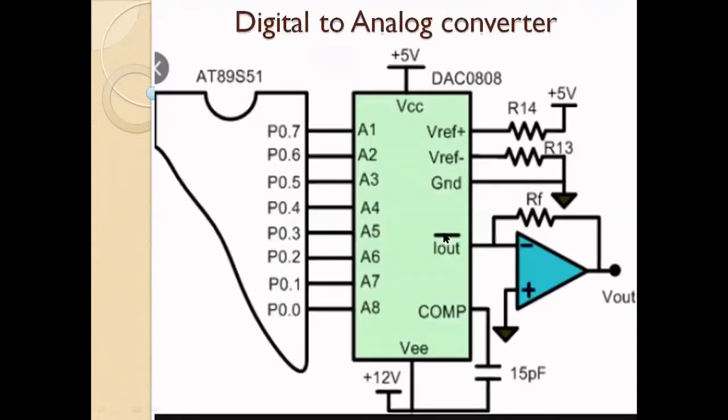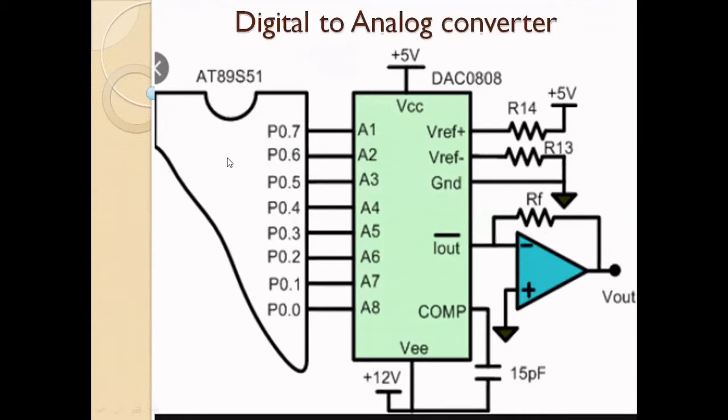Today I am going to explain how to convert the digital signal into analog signal using the 8051 microcontroller. On the left-hand side, this is the microcontroller. In the middle, this is called the DAC. Next, here you have one operational amplifier.